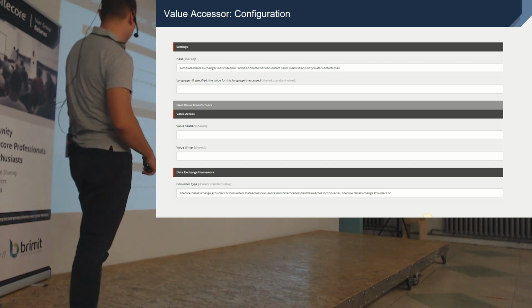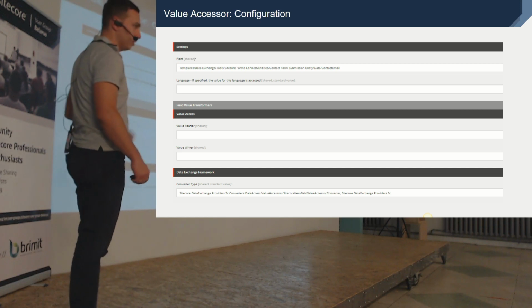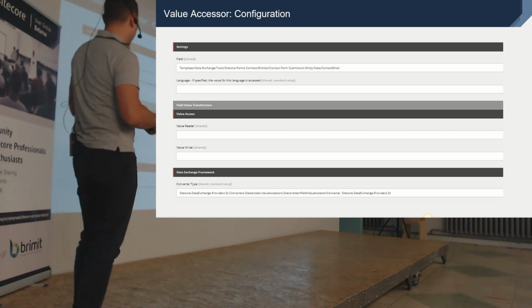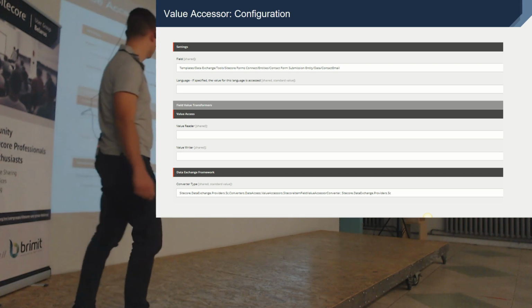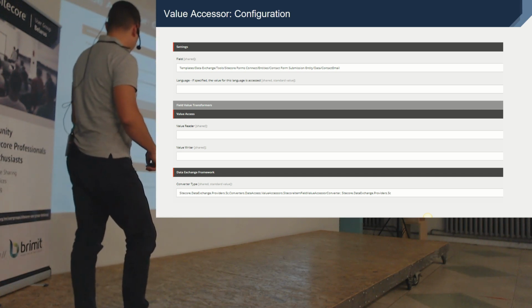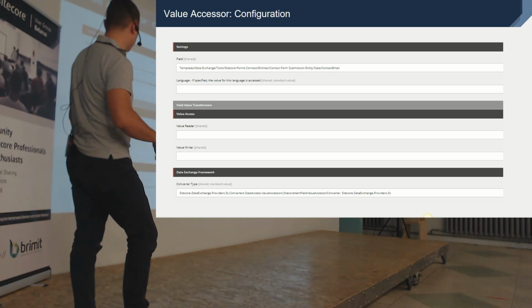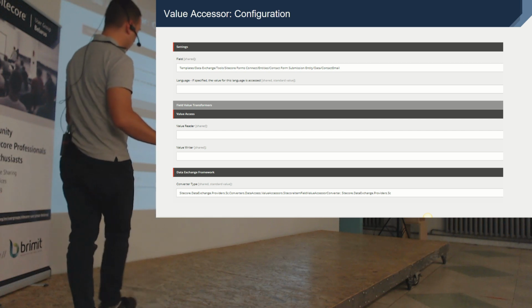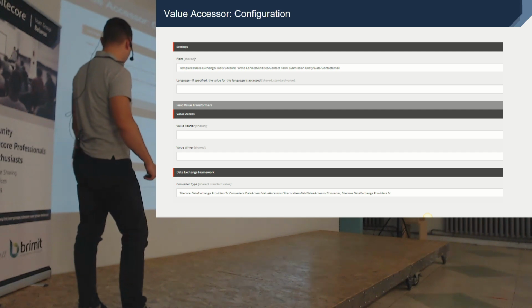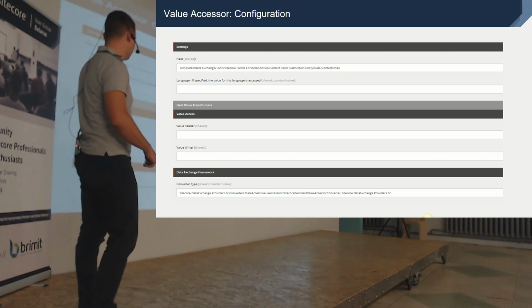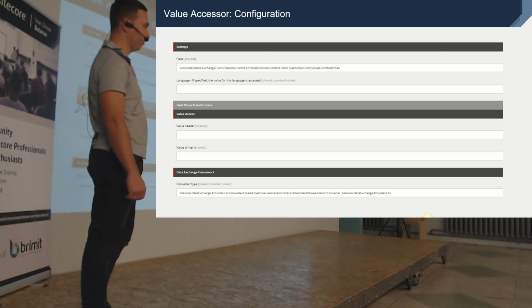Value reader, as we can understand, is used to read data from somewhere, and value writer is used to write data. We need to understand that the converter type creates a default value reader inside, and this field value reader is only used to override the default reader.